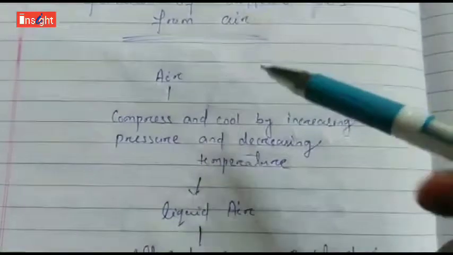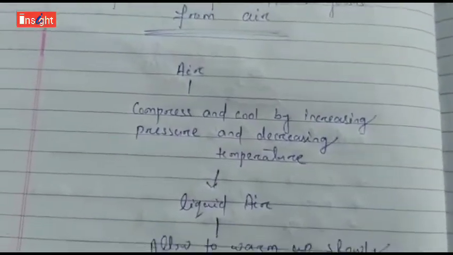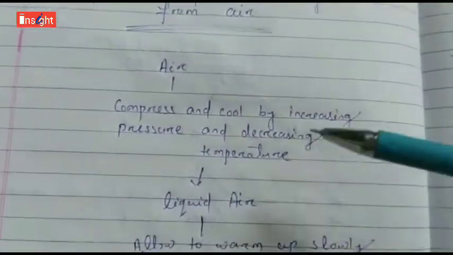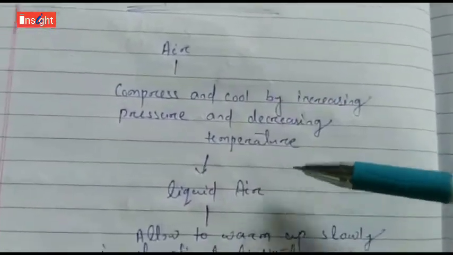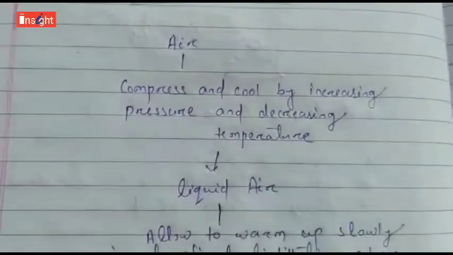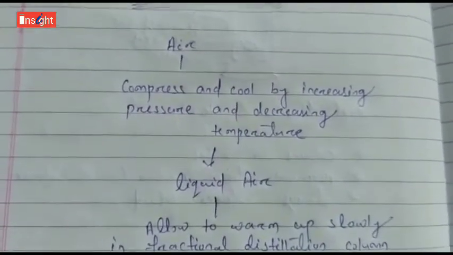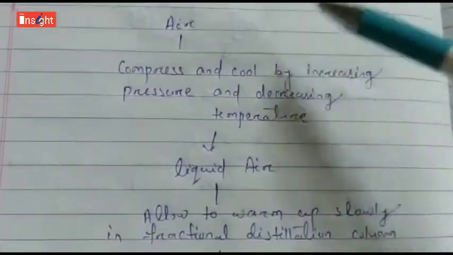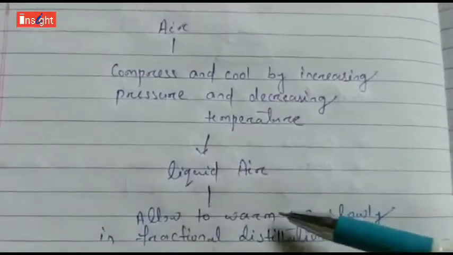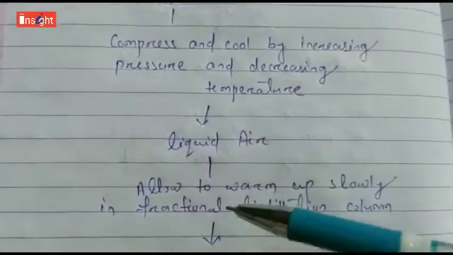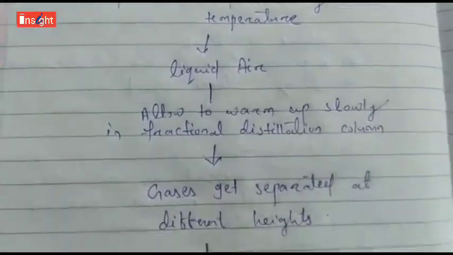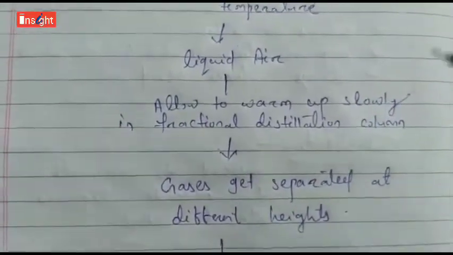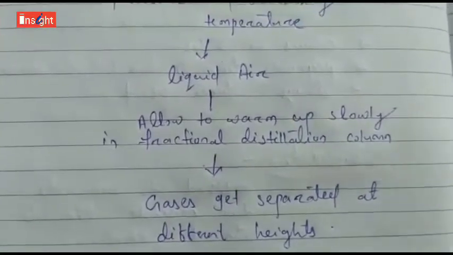First of all, air, which is a homogeneous mixture and free from dust, is compressed and cooled by increasing the pressure and decreasing the temperature, so that it converts to liquid air. Then the liquid air is allowed to warm up slowly in the fractional distillation column, so that the gases can be separated at different heights depending on their boiling points.